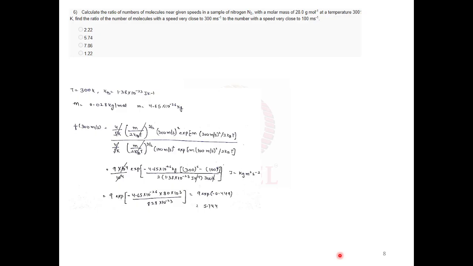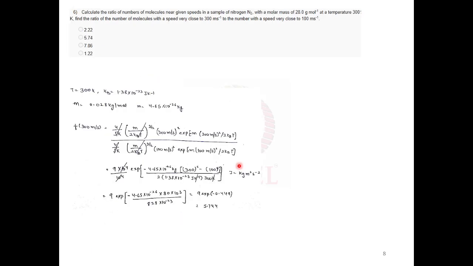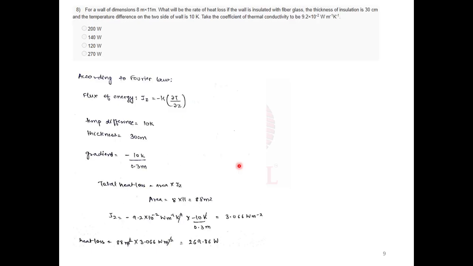Now in the next few minutes we will go to another question. So here is another question. So you have a fixed dimension of a wall. Wall means obviously this is a 2D, so you will have the length and width both.